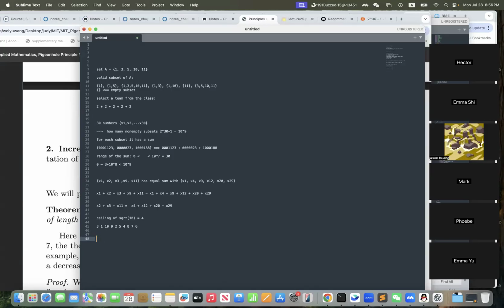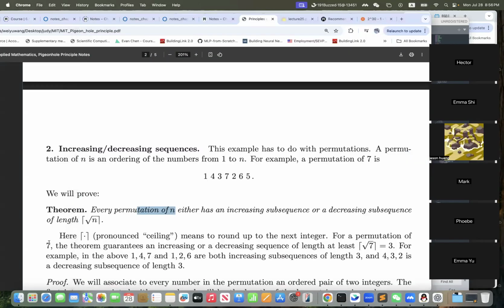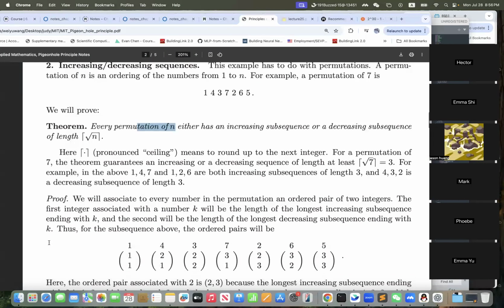They have the same order. But if your permutation is random enough, it may be hard to find a very long increasing subsequence. But our theorem guarantees that it has at least a length 4 increasing or decreasing subsequence. So that's quite magic, right? And that can be proved by the pigeonhole principle.